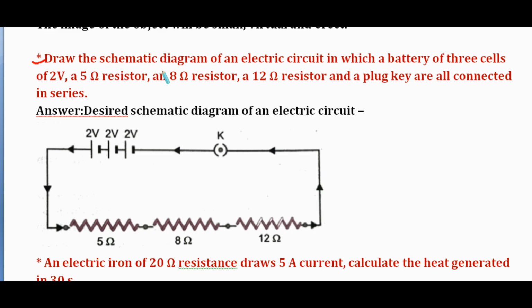Now the question: draw the schematic diagram of an electric circuit in which a battery of 3 cells of 2 volt, a 5 ohm resistor, 8 ohm resistor, 12 ohm resistor and plug key are all connected in series. These are the batteries of 2 volts and number of batteries is 3. So this is plus and this is minus. This is plug key and this is 5 ohm, 8 ohm and 12 ohm, all are connected in series. So it is the desired schematic diagram of the electrical circuit.